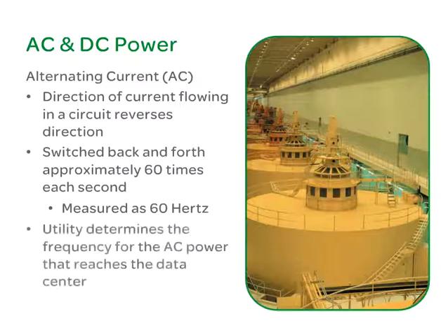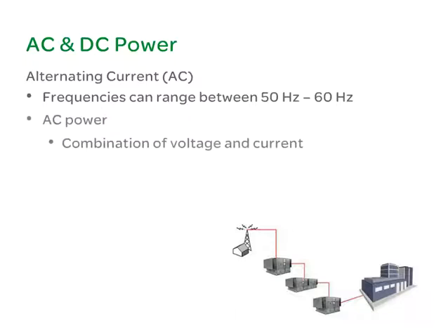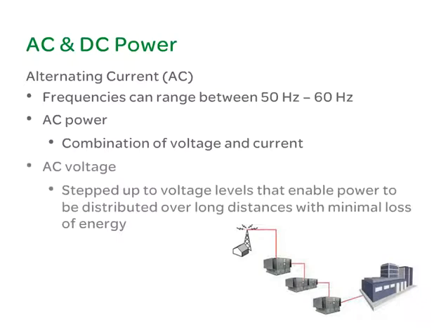The utility determines the frequency for the AC power that reaches the data center. In the U.S., frequency is set at 60 Hertz. In other countries, 50 Hertz is more common. AC power is a combination of voltage and current. AC voltage at a generating station is stepped up via high voltage transformers to voltage levels that enable power to be distributed over long distances with minimal loss of energy.